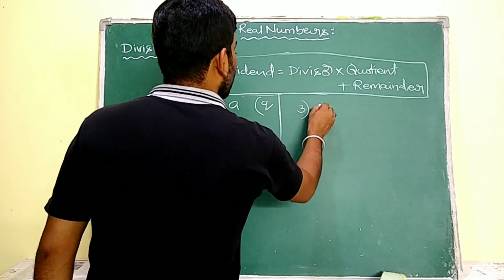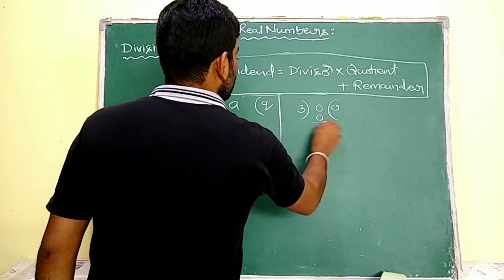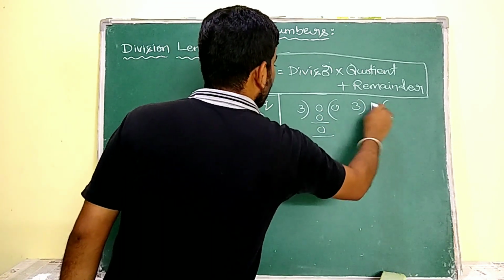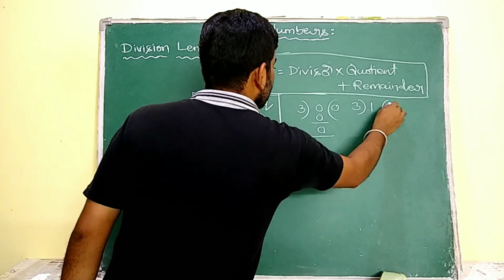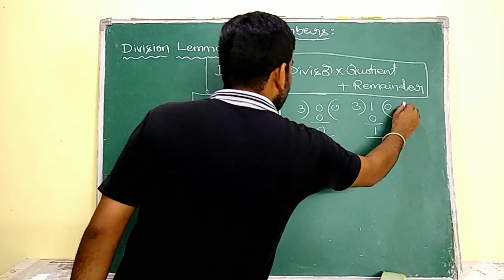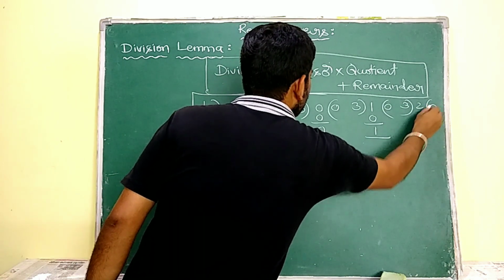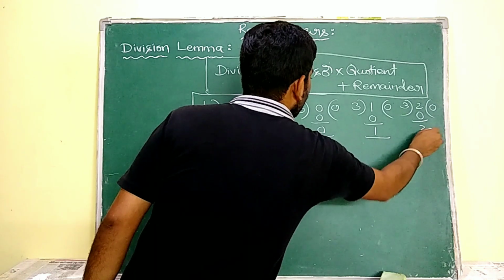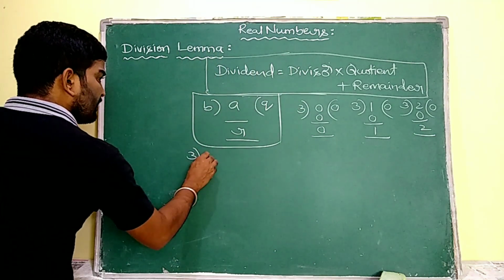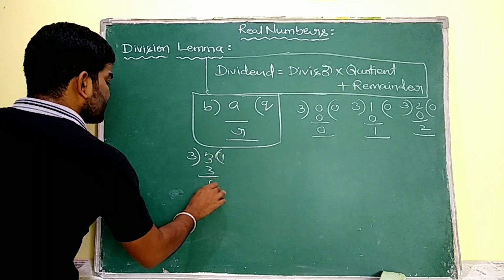If I divide 0 with 3, 3 zeros are 0, the remainder is 0. If I divide 1 with 3, 3 zeros are 0, the remainder is 1. If I divide 2 with 3, 3 zeros are 0, the remainder is 2. If I divide 3 with 3, 3 ones are 3, the remainder is 0.